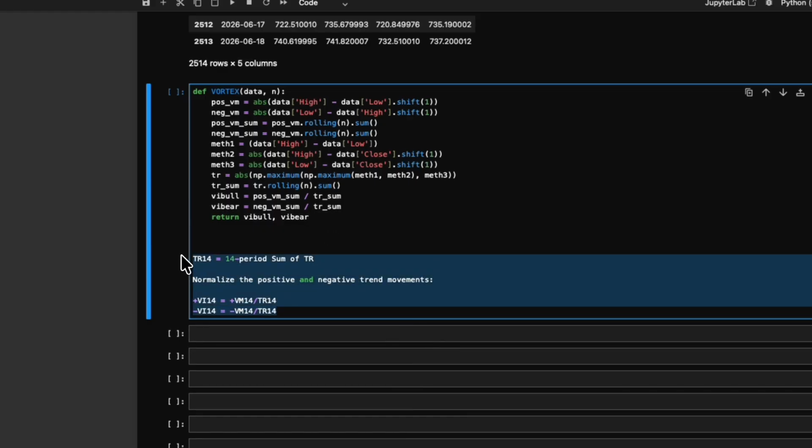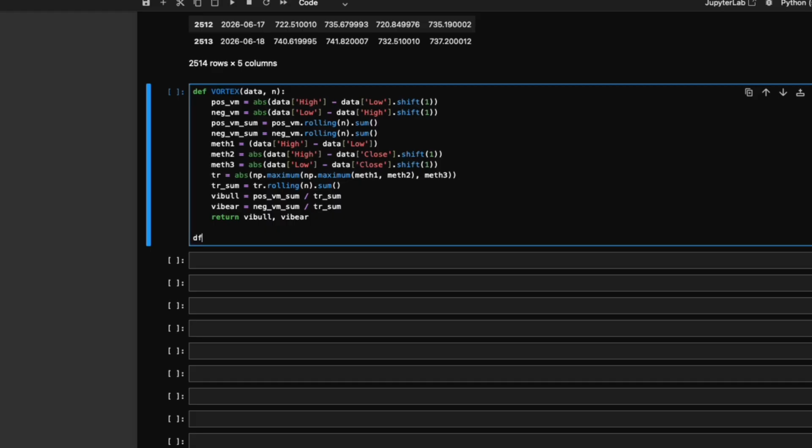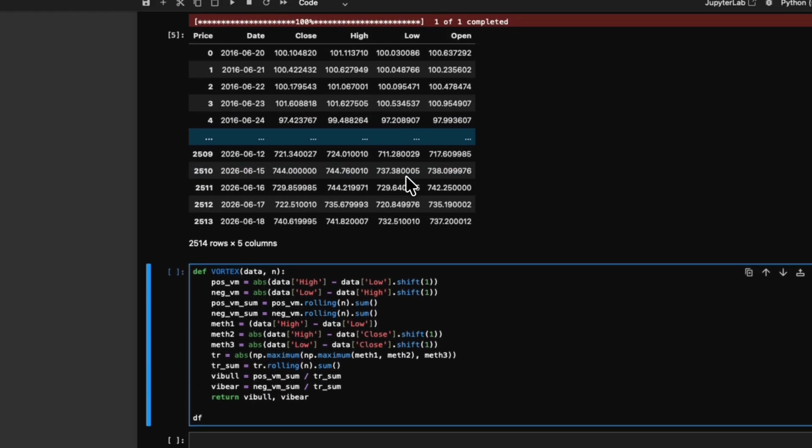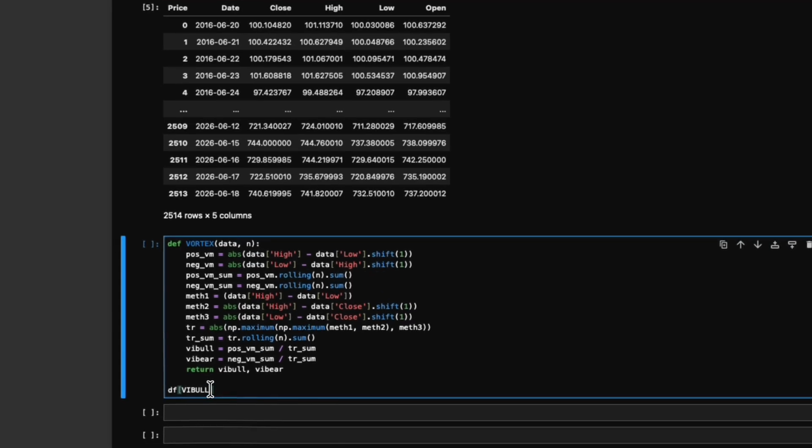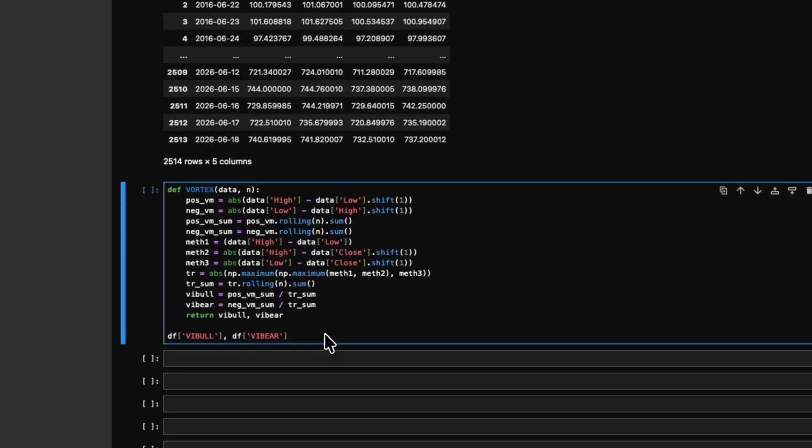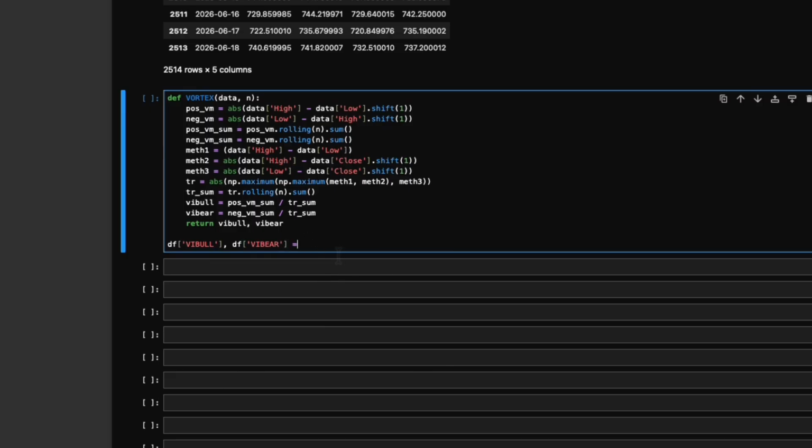So I can get rid of this now, and then what I'm going to do is create two new columns within our existing data frame. I'm going to call them vi bull and vi bear, and when you name them, you need to put them in little speech marks. And then that is going to be equal to us calling our new function vortex, and then telling it where to find our data, which is in df, and then what our look back period is going to be. So if you wanted a 10 period look back period, you just specify that there.